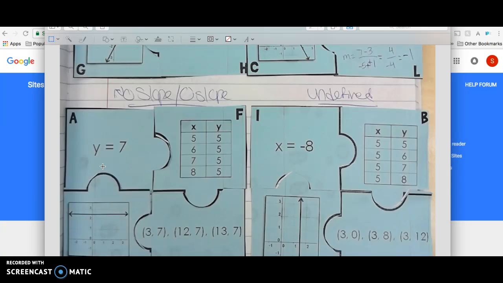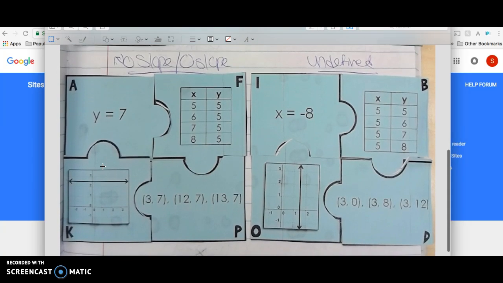As for maximize transfer and generalization, we did make some generalizations about equations with no slope and equations that had an undefined slope. So we came to the conclusion that anytime it was y equals just a number, that was no slope, and x equals -8, that was just undefined. But you can't see that in this image.